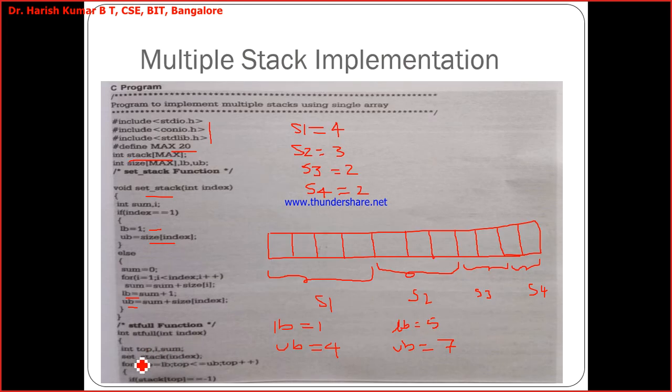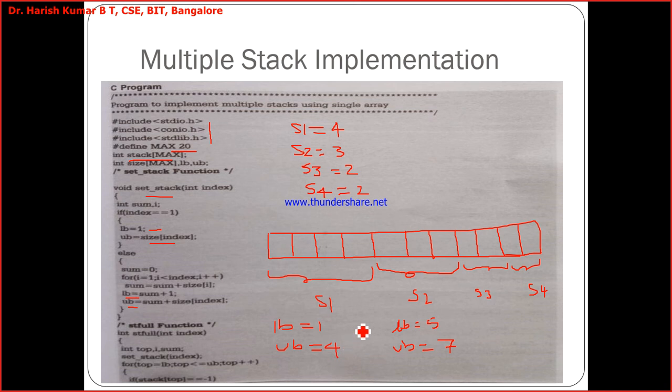Now here I'm calling set stack index 1, so this function is called again. Now here I'm checking index is equal to 1. Yes, index is 1, so the lower bound for stack 1 is set to 1, and upper bound is size of index. What is the size of the first stack? 4, so upper bound is 4. Have people understood?